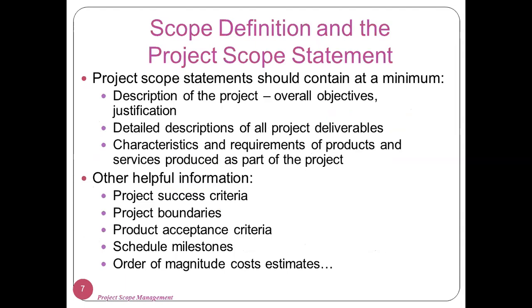After that, we discussed the project scope statement and project scope definition, in which we discussed that in the project scope statement, we have to discuss the description of the project, the detailed description of project deliverables and their characteristics. Other than that, what comes under scope definition or scope statement is success criteria, the boundaries of the project, milestones, and order of cost.